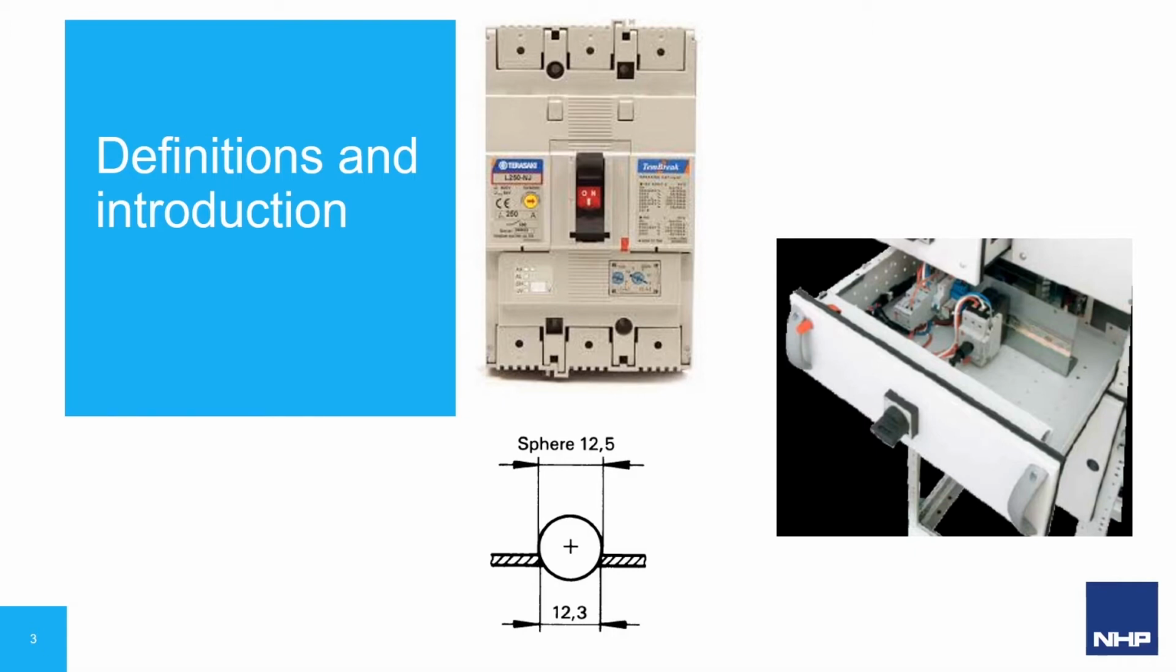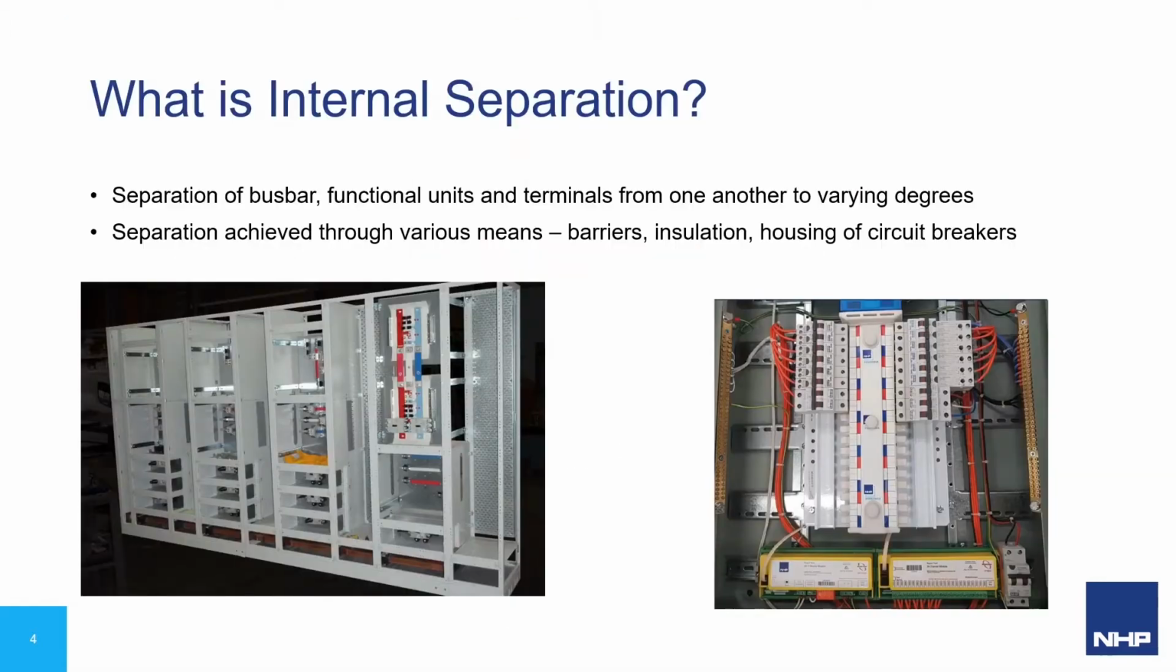First up, we will look at what compels us to specify certain forms of separation for our assemblies and look broadly at some definitions. What is internal separation? The form of internal separation describes how we separate busbar, functional units, and terminals from one another to varying degrees. If you're not familiar with all these terms, don't worry, we will define them in the coming slides. Separation can be achieved through various means, such as rigid barriers, insulation, or the housing of devices.